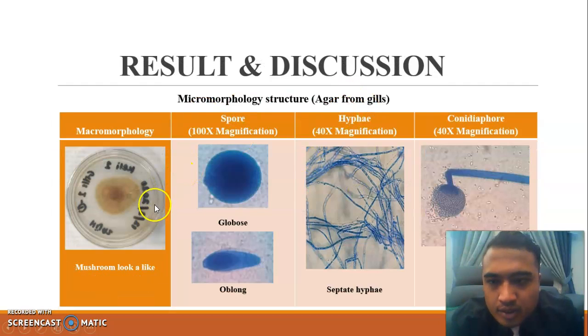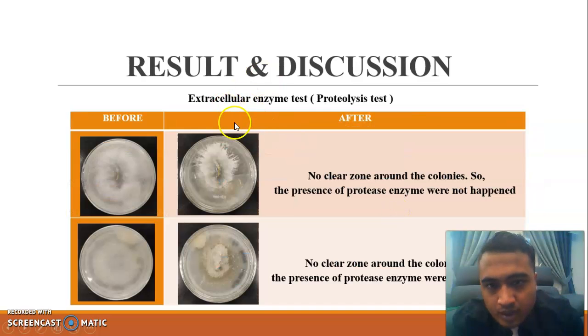For agar from gills, they are the same as the first one. The macromorphology looks like a mushroom, but the difference is in the spore. The type of spore is globose and oblong, and the hyphae are the same, septate hyphae, and the conidiophore is also the same. This is the conidia, and this is the conidiophore.